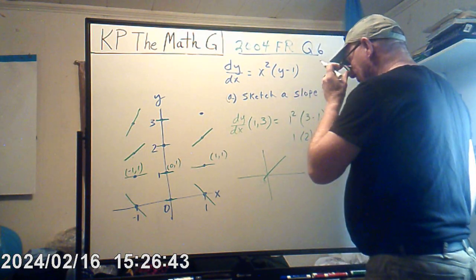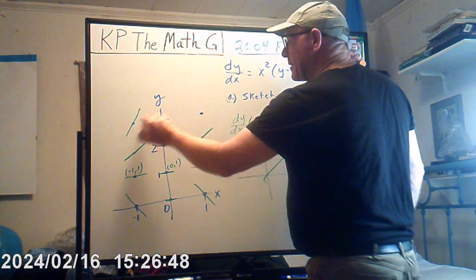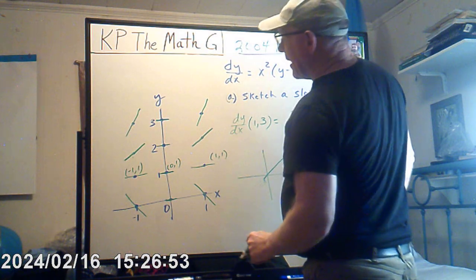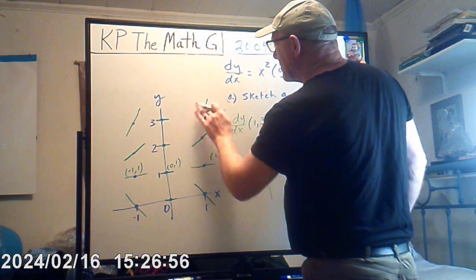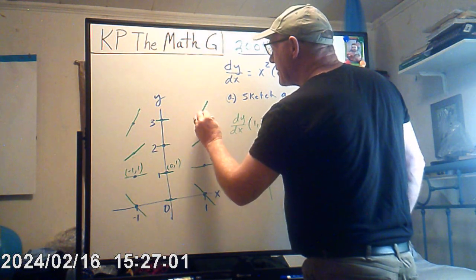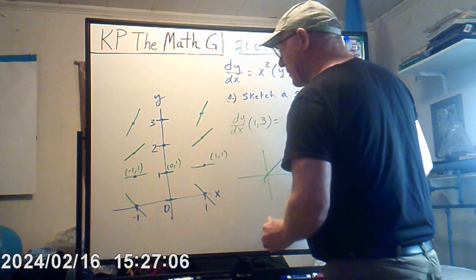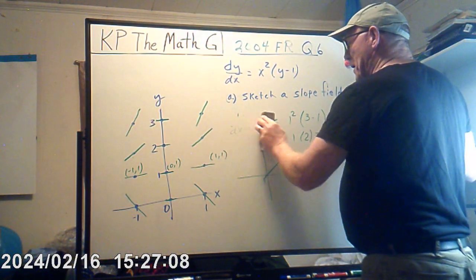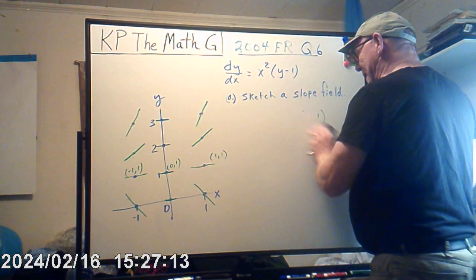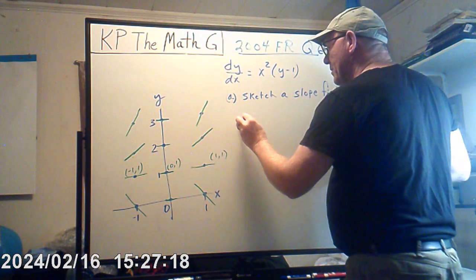And that's going to be 2. That's going to be like that. So I'm going to draw it like that. Or maybe I need to back off a little bit. It may be too steep, but anyway, it's got to be steeper than this one. And see if you can make it as parallel to that as you can. All right, that is your slope field. That's part A. You sketched a slope field.